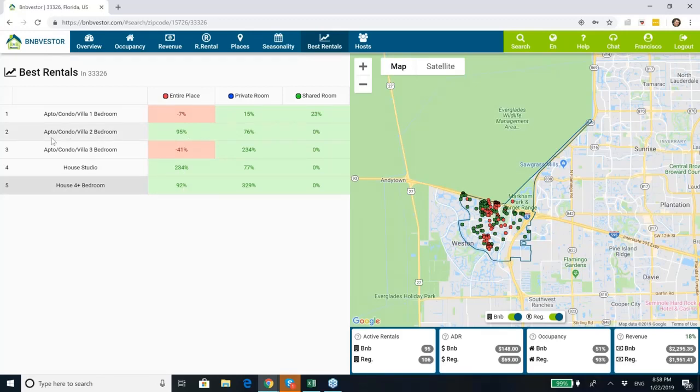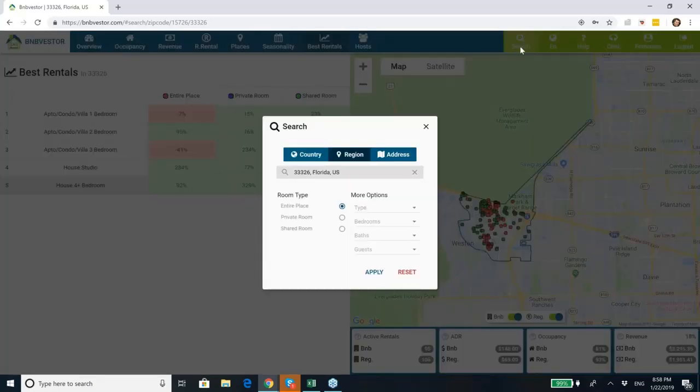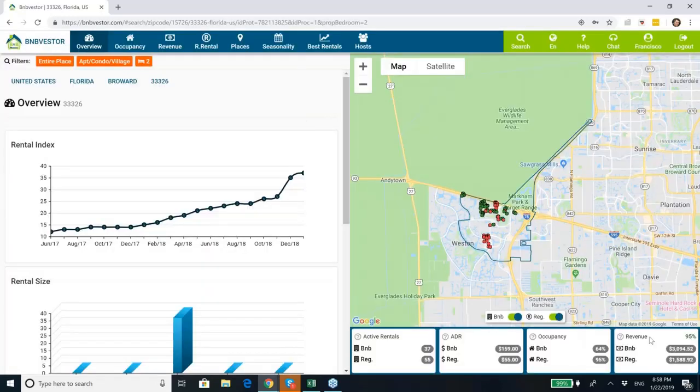Oh, 95% is the apartment, condo, villa of 2 bedrooms. So there are different types of properties that will give you the best results. Let's show that. In that area, I'm going to go with apartment, condo that is 2 bedroom. It's actually 95%. The regular rental is almost $1,600, but the potential revenue is $3,094.